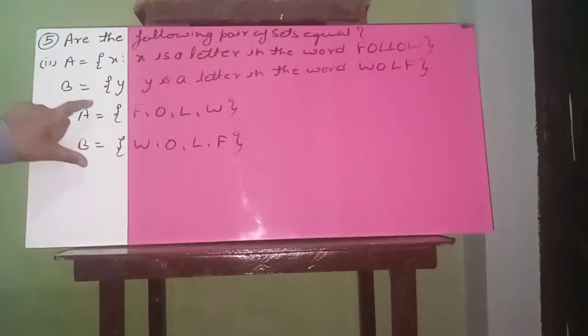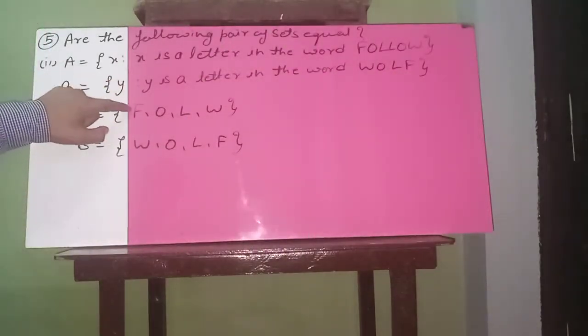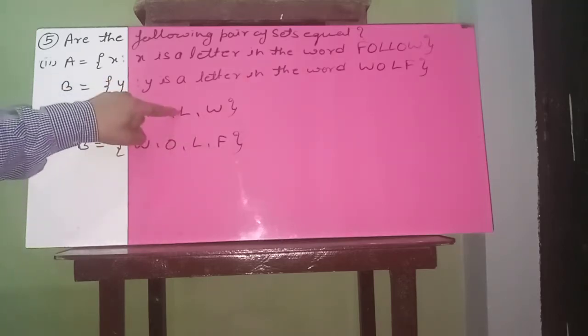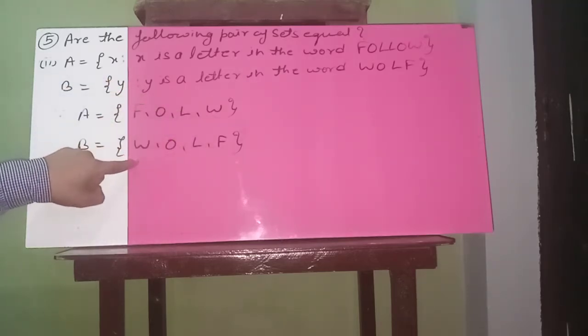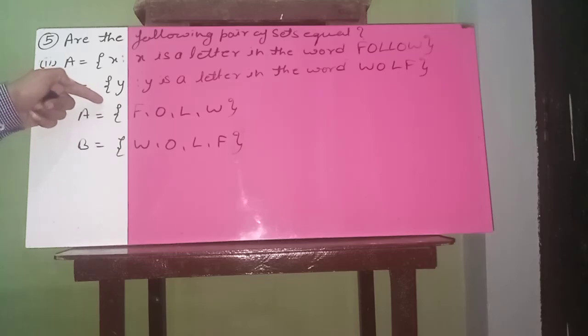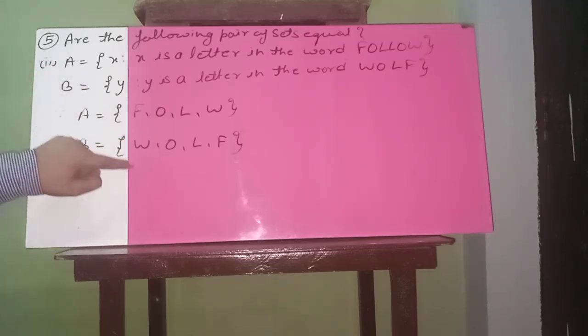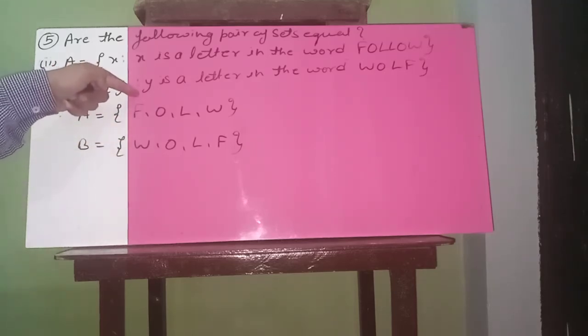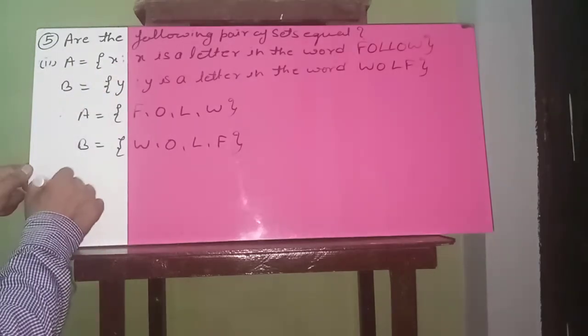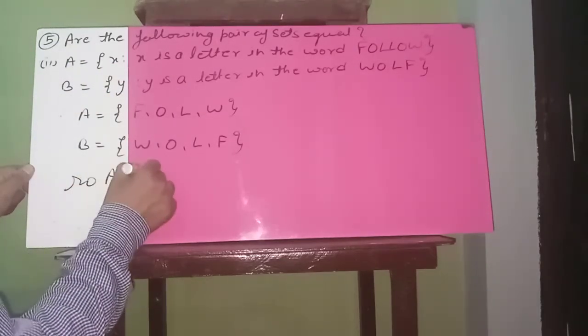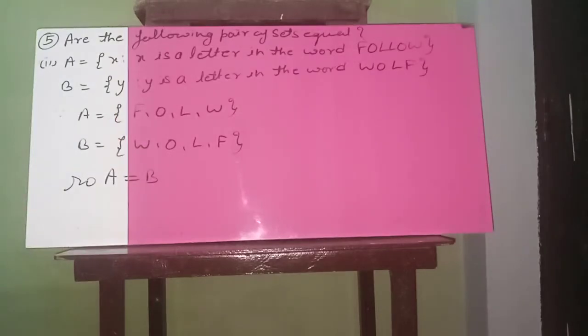Both sets are in roster form. Check F, F, O, O, L, L, W, W. Every element of set A is in B, and every element of set B is also in set A. So we can say that set A equals B. Very easy type of question number 5.